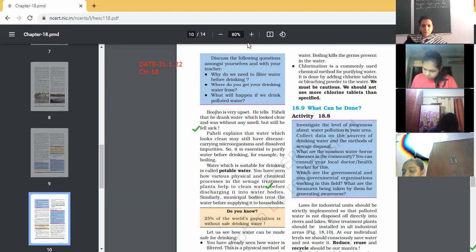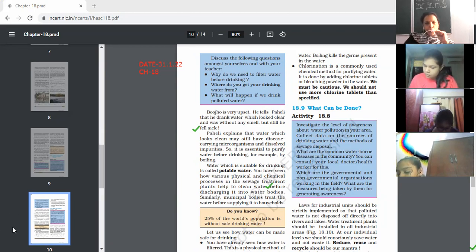Chlorination is a commonly used chemical method for purifying water. It is done by adding chlorine tablets or bleaching powder to the water. We must be cautious. We should not use more chlorine tablets than specified.